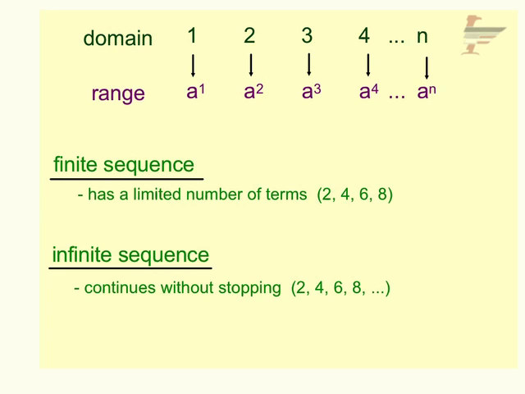A finite sequence has a limited number of terms, so you can see 2, 4, 6, 8, and it stops. An infinite sequence continues without stopping. So the difference here is, if you see a dot, dot, dot on the end after that 2, 4, 6, 8, that means that this pattern will continue forever. That's why it's an infinite sequence. So really just pay attention to whether or not it has a dot, dot, dot on the end to determine if it's a finite or an infinite sequence.